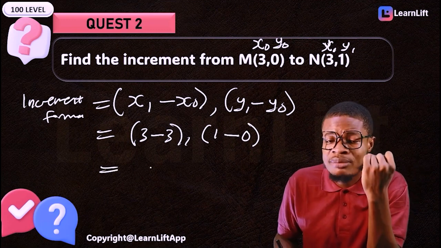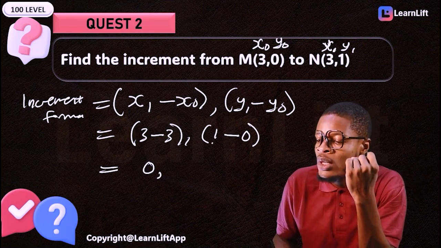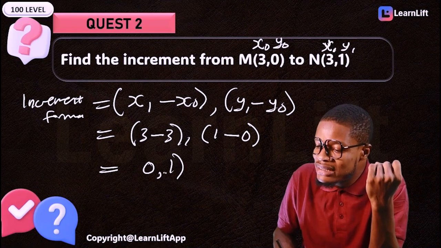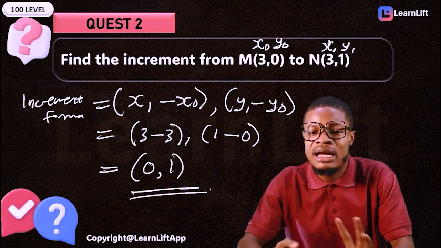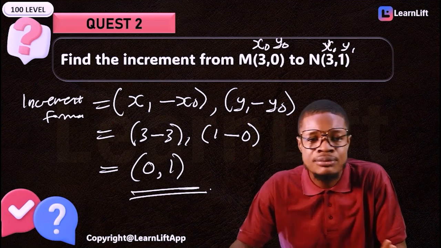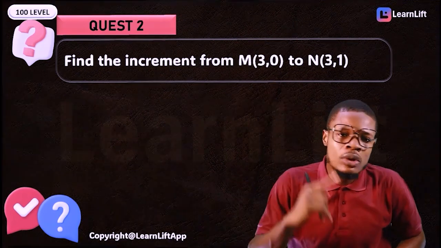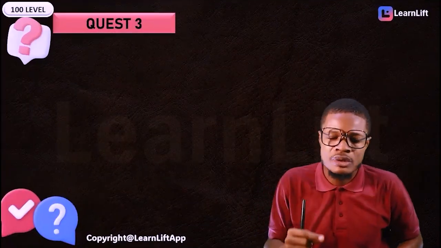And this will give you, what's 3 minus 3? 0, comma, 1 minus 0 is what? 1. So this, like this, is the increment. And you have gotten your answer. You are out of there. Very simple, easy, and direct. Look at the third question, question 3.